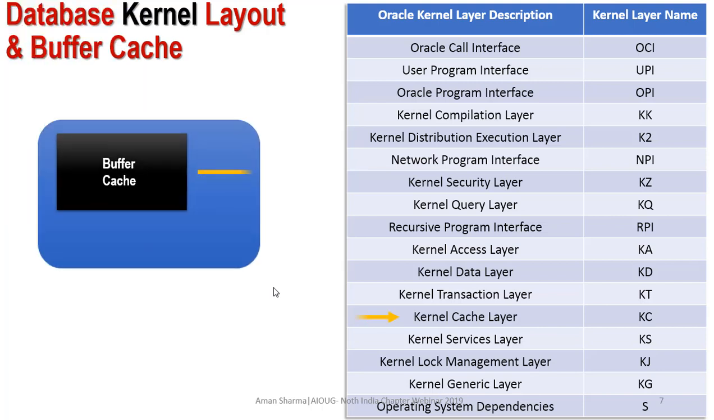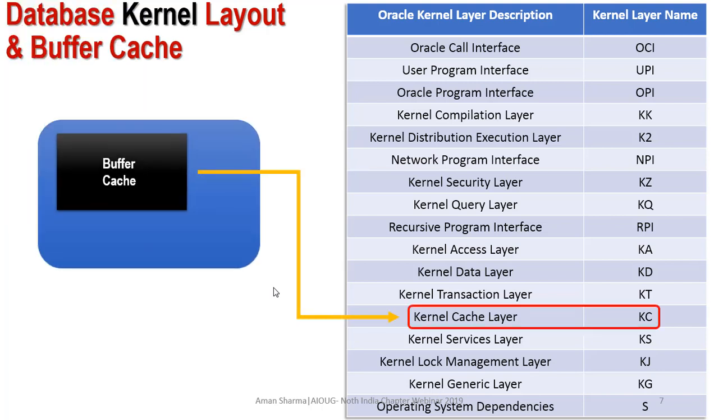Now, when we talk about the buffer cache, it is served by the kernel cache layer, which is represented by the KC acronym, or keyword. This layer serves the inner functionality of the buffer cache, and it can be a good lead to understand a couple of X$ tables which have the internal information about the buffer cache.